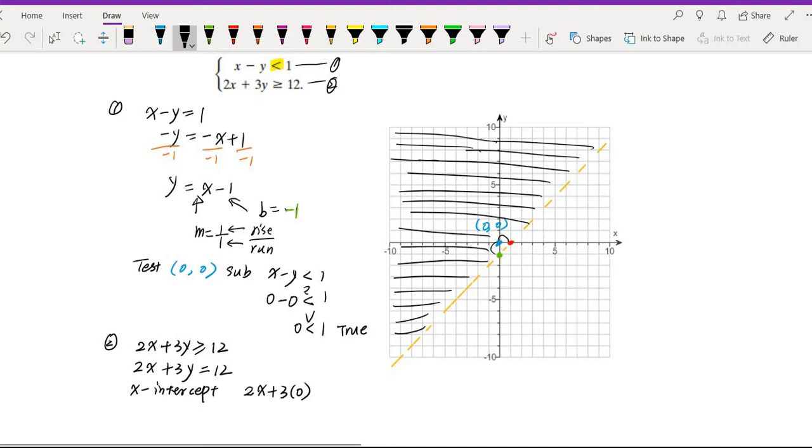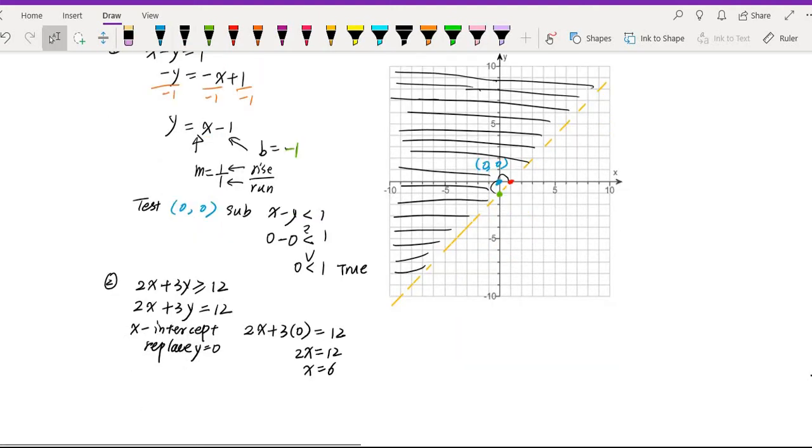So we're looking for the x-intercept. We replace y equal to 0, then it'll be equal to 12. Then we can find this. That will be 2x equal to 12, then x equal to 6. The x-intercept, the answer, will be 6, 0.